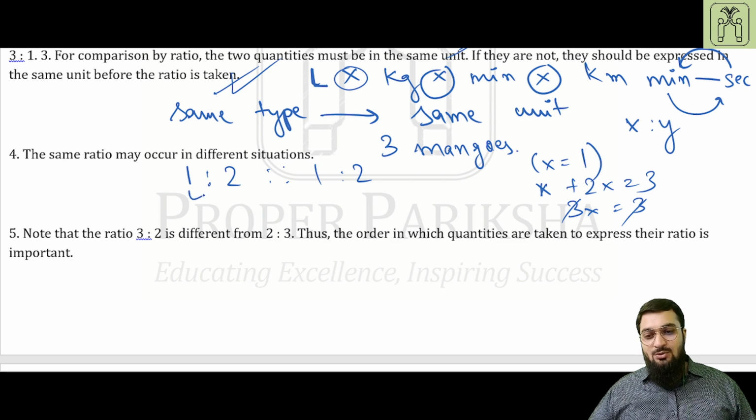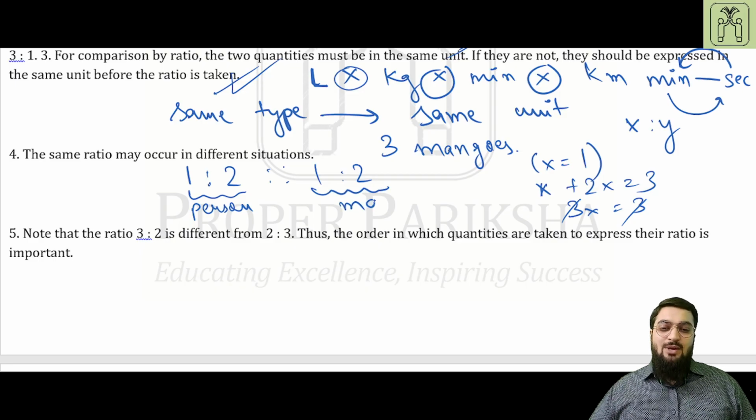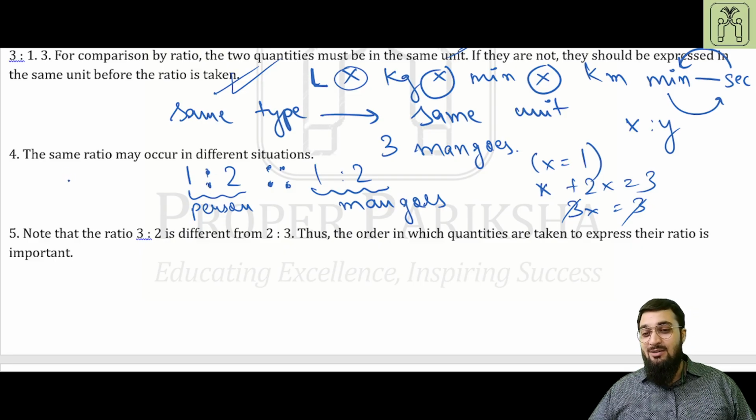So this 1 is to 2 is related to persons, that is male or female, and this 1 is to 2 is related to mangoes, but they are equal to each other, and therefore they are in proportion to each other. This sign is known as the proportion sign. Proportion to each other, this is known as the ratio sign, and it is denoted in word problems as 'is to', and right side on right side, left side on left side.